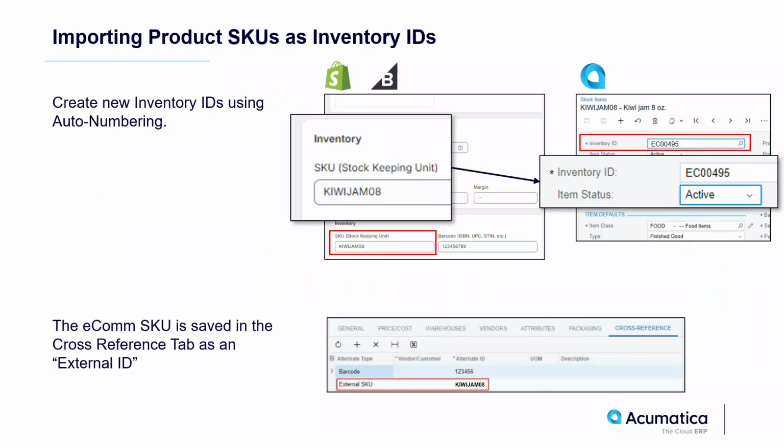And of course, the other option is to just use that numbering sequence where it doesn't matter what your e-commerce system is. Whenever you pull that into Acumatica, you're going to use the numbering sequence. In this case, our numbering sequence looks like it has EC for e-commerce 00495, and that's just part of the sequence, right? The nice thing though is inside that same inventory item, in the cross references tab, we're still going to store the external SKU for you. So that's really good for you to just have that backup inside the system.